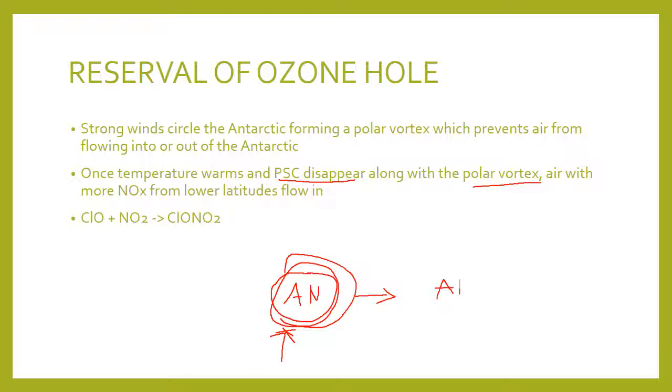Now air from the lower latitudes can flow into the Antarctic, and air from the lower latitudes carries NOx, which sequesters chlorine in this reaction. And now that the chlorine is sequestered, it no longer reacts with ozone, and since ozone levels are not decreasing anymore, the ozone hole is reversed and sealed eventually.